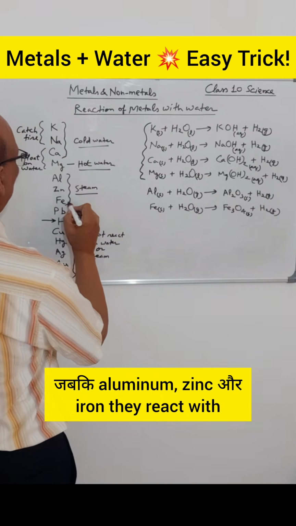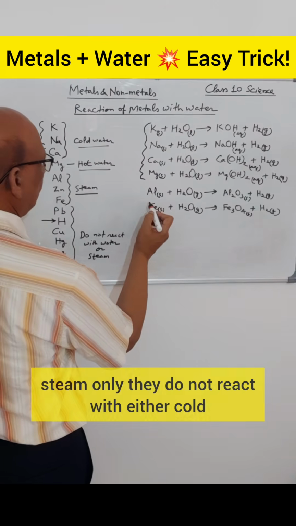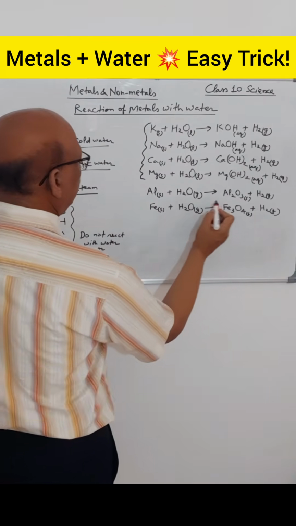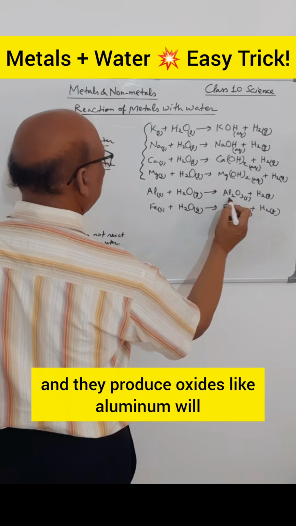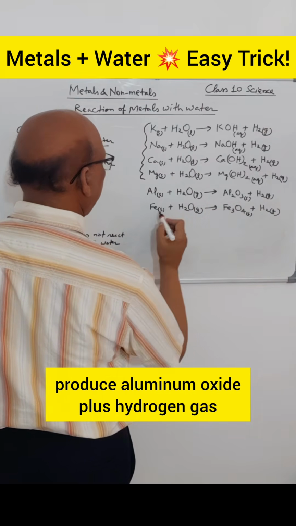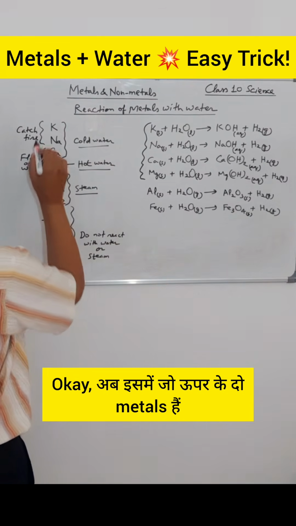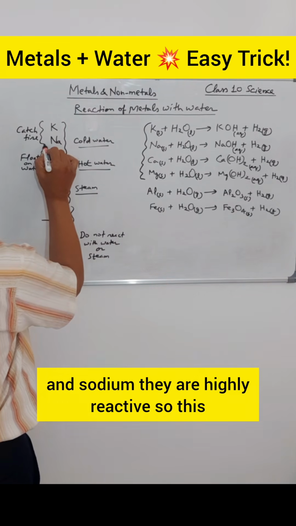जबकि aluminium, zinc और iron, they react with steam only, they do not react with either cold or hot water because they are less reactive. And they produce oxides, like aluminum will produce aluminum oxide plus hydrogen gas, and iron will produce Fe3O4 plus hydrogen gas. Okay, अब इसमें जो ऊपर के दो मेटल हैं, that is potassium and sodium, they are highly reactive.